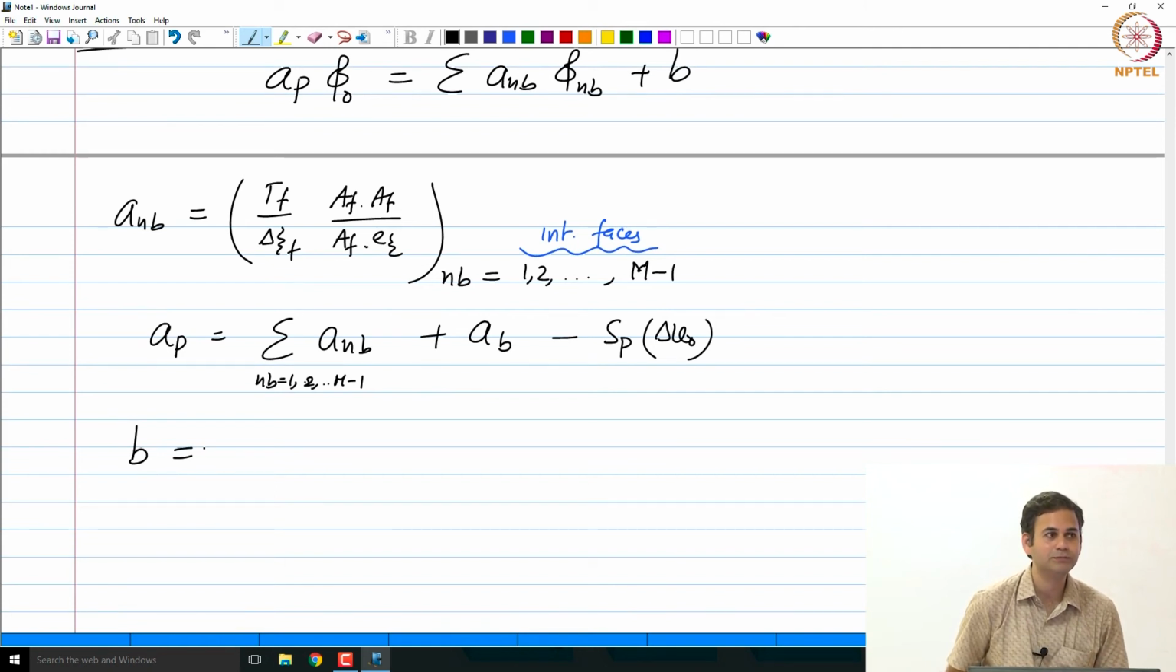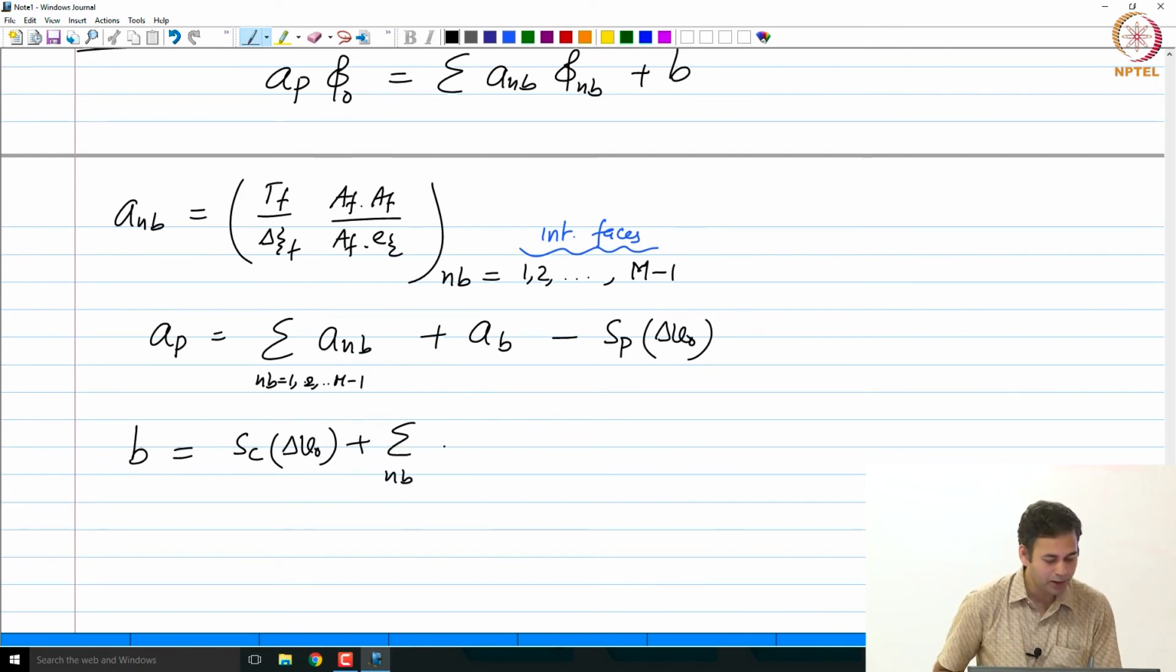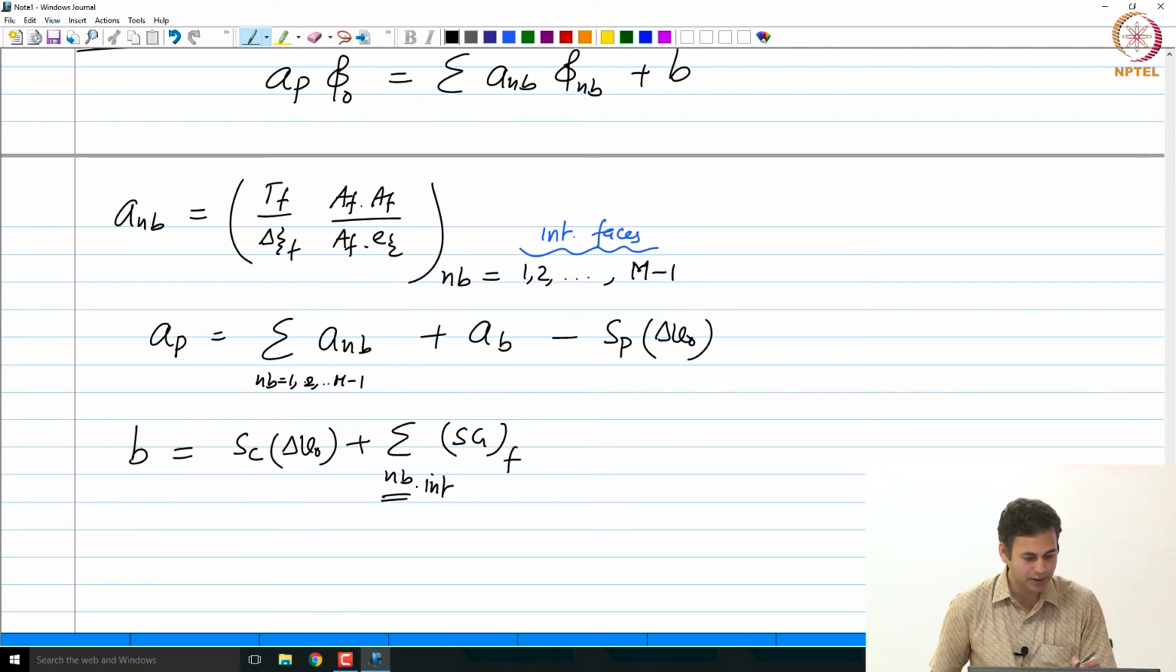B term would have SC times delta V 0, source term. What else? Secondary gradient coming from interior faces, right, as before. That means sigma NB SG F, where NB are the interior faces again. Let us call it as NB interior. What else? AB phi B, okay, that is plus or minus? Plus. Okay, this is AB phi B. Anything else?